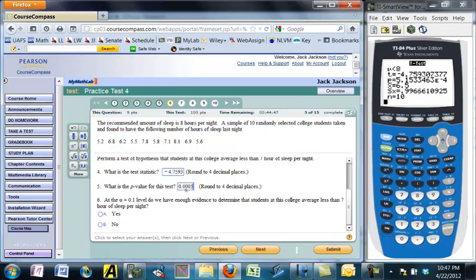Well, that's a very small p-value, so we know at any reasonable alpha we're going to be rejecting, and in fact at an alpha of 0.1 we'll certainly reject. That p-value is less than alpha. So is there enough evidence to determine that college students at this one average less than 7 hours of sleep per night? That is a yes.